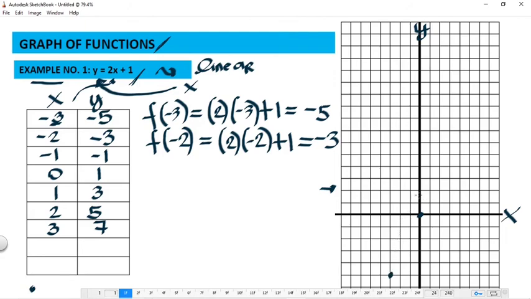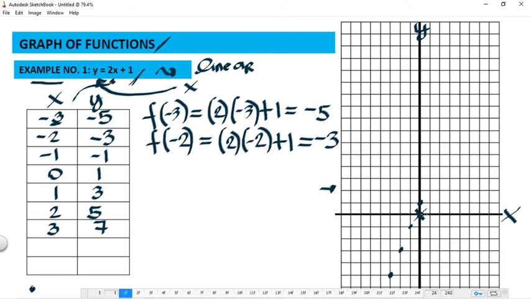If x is negative 2, y is negative 3. Negative 1, negative 2, negative 3. If x is negative 1, y is negative 1. If x is 0, y is 1. To avoid some confusion, I'll just put an x mark here to disregard this as a point of our function.